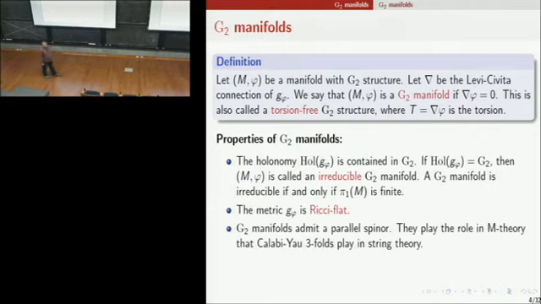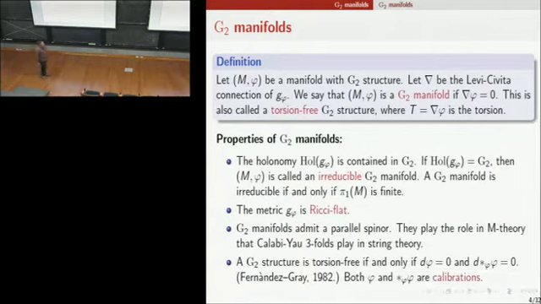If M is compact, yeah. And the metric is Ricci-flat for these. So they're examples of Einstein manifolds. And they admit a parallel spinor, which is why they're interesting in physics, because physicists keep telling me that parallel spinors equals supersymmetry, and that's almost all the physics I know. I used to know more, I think, and I've forgotten. So they play the role in M theory that Calabi-Yaus play in string theory.